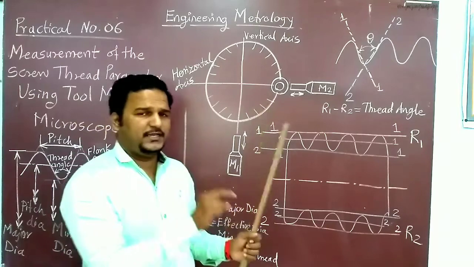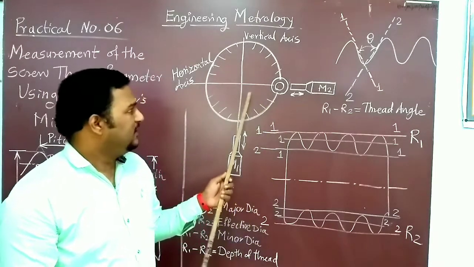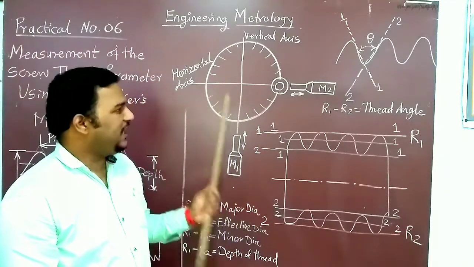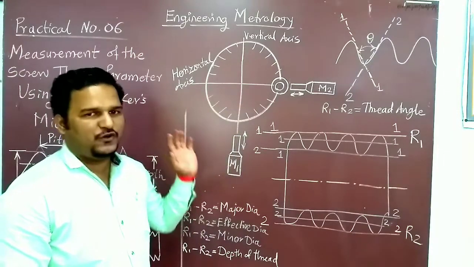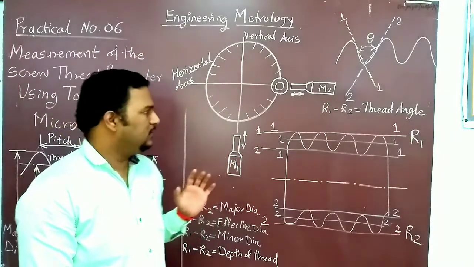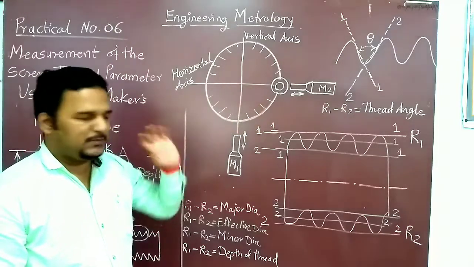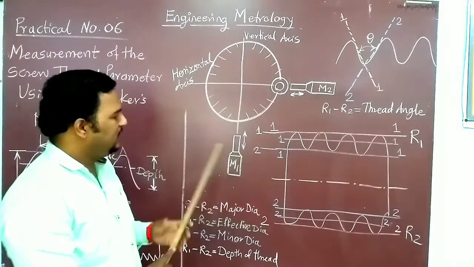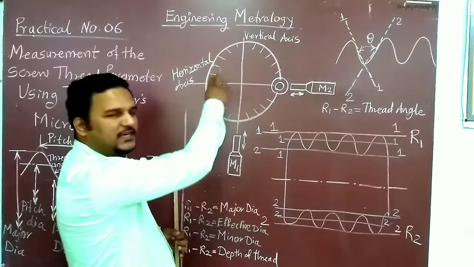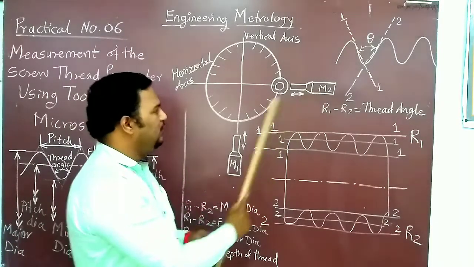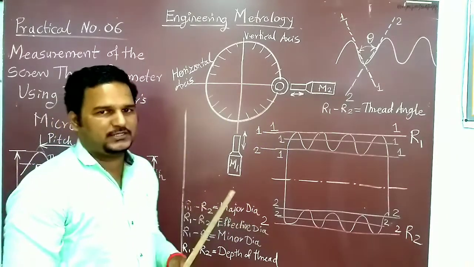Okay. Now this is a display only. When you provide the input in terms of screw thread, this is only a display where we get the shadow image of the screw thread. So from the M1, we can move that shadow along the vertical axis. By the M2, we can move that shadow along the horizontal axis.